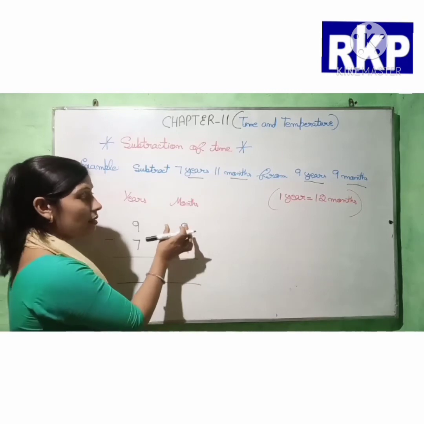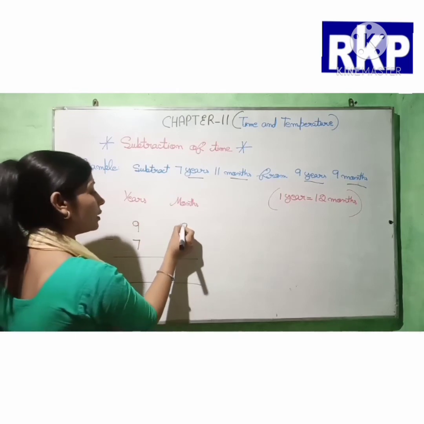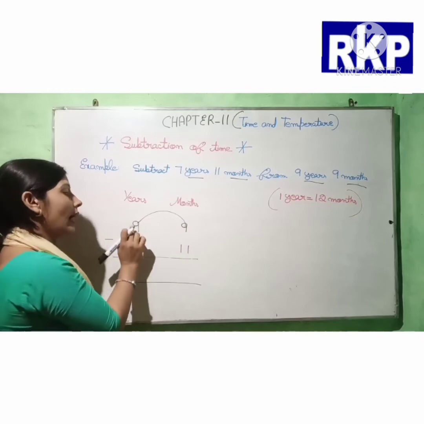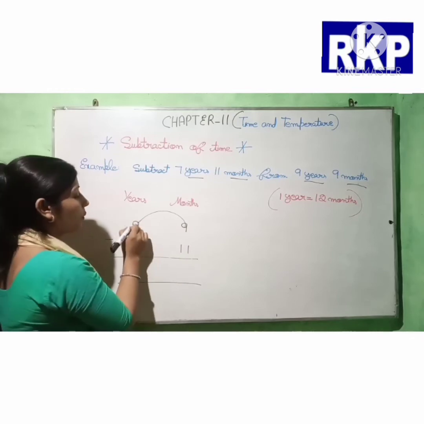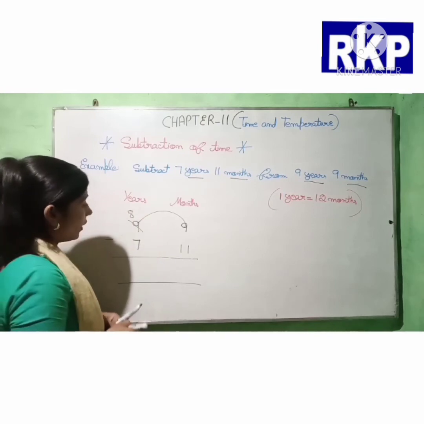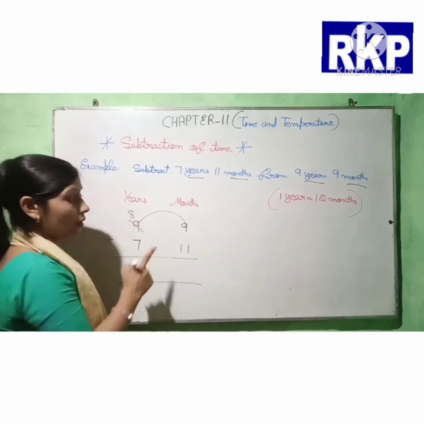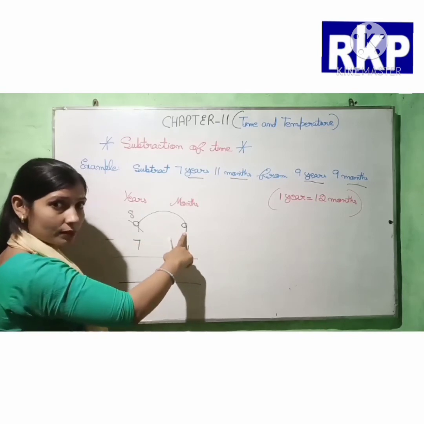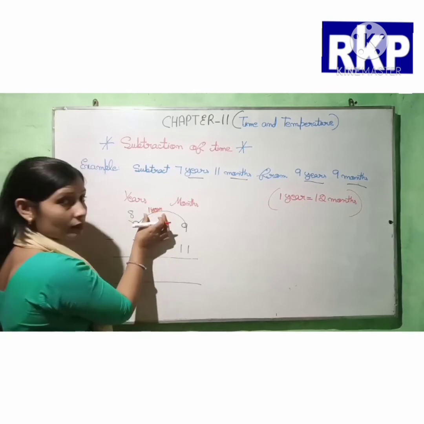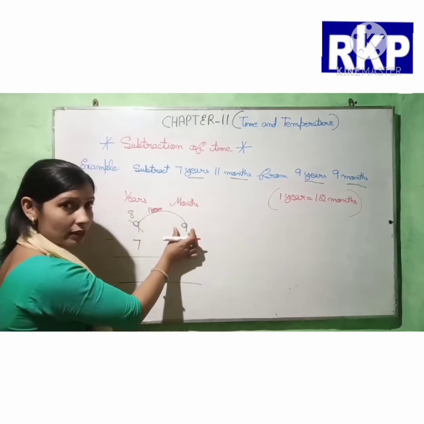Okay. So here this 9 will borrow from this 9 years. And here we have 9 years, so only 8 is left. Okay. And this 9 years will give 1 year to this 9 months. Okay. So beta, here this 9 will give 1 year to 9 months.